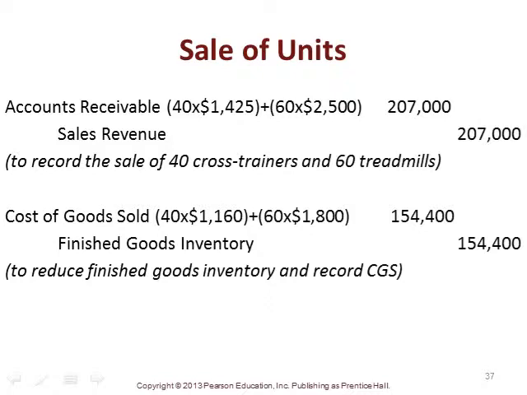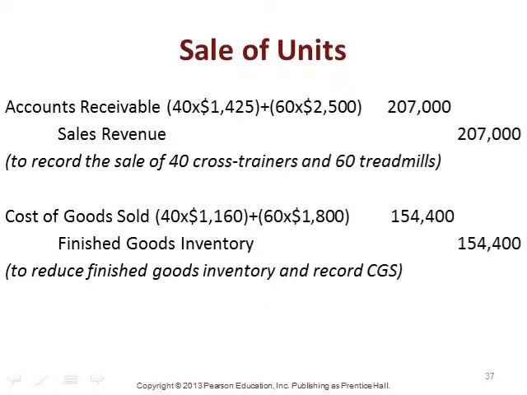Then we have the sale of the units. And so we're assuming that we sold 40 units for $1,425, and we sold another 60 units for $2,500 to give us a total sales price of $207,000. And we sold them all on credit. We didn't sell any for cash. So we debit accounts receivable, which is an asset account on the balance sheet, and we credit sales revenue of $207,000, which is a revenue account on the income statement.